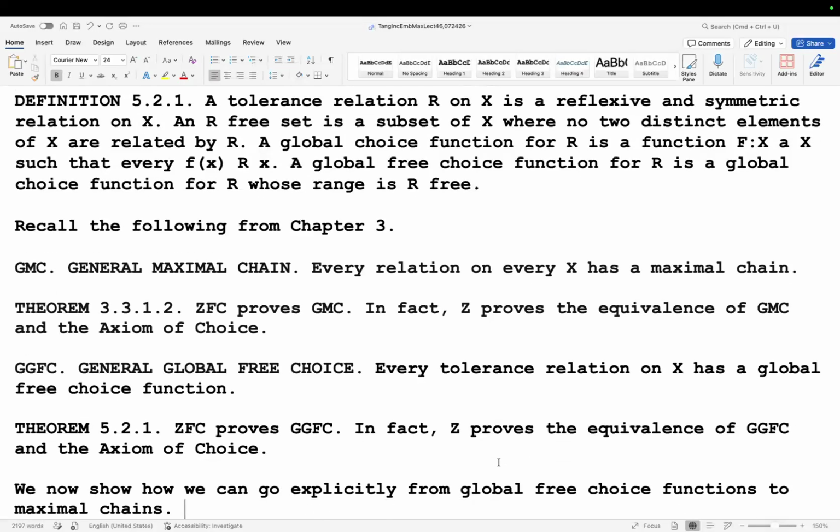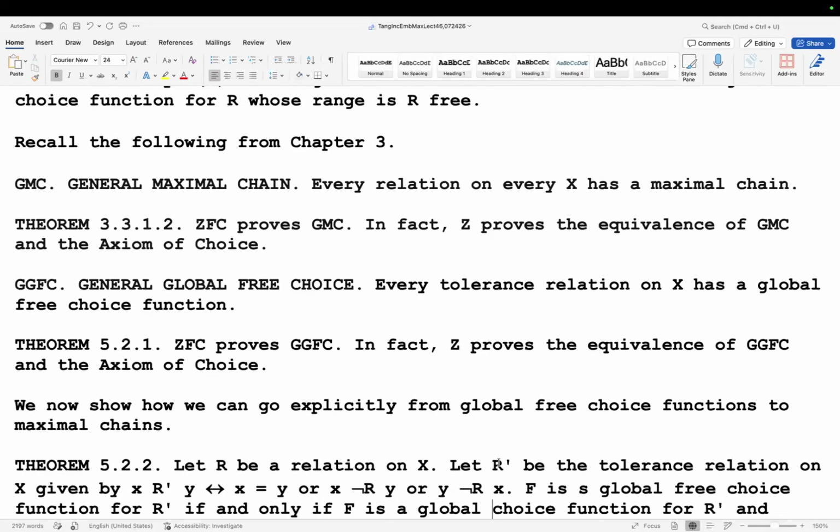And so remember from chapter 3, we have general maximal chain with no embeddings in it at all. And ZFC proves it, and it's equivalent to the axiom of choice over Z. And so now we have general global free choice. Every tolerance relation on X has a global free choice function, and that's also equivalent to the axiom of choice. Because you can easily show the global free choice is stronger than the maximal chain, and therefore it implies the axiom of choice. And general global free choice can be proved using Zorn's lemma in the same way.